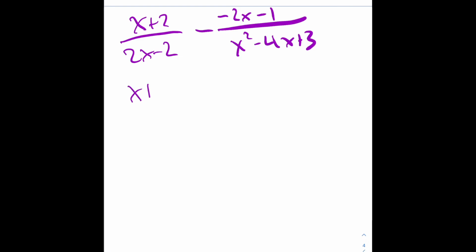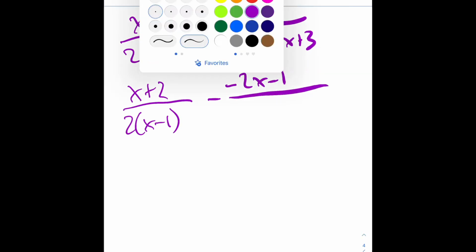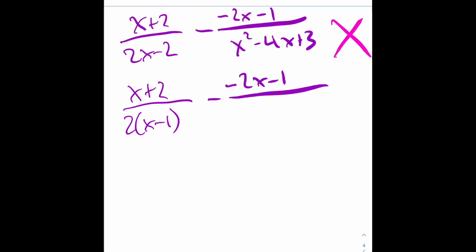First thing I'm going to do is factor my denominators and just see if I can simplify anything. So the top stays the same. I can factor out a 2 here. Again, I can't do anything up top. If I think about my factors of x squared minus 4x plus 3, they multiply to get 3 but add to get negative 4. That's negative 3 and negative 1. So I'm going to have x minus 3, x minus 1.